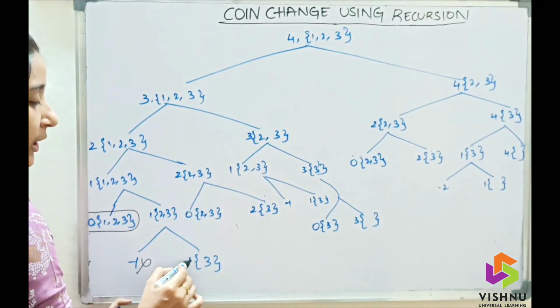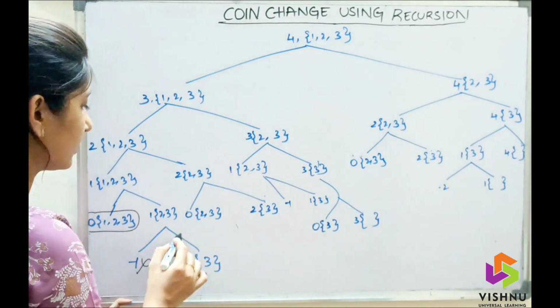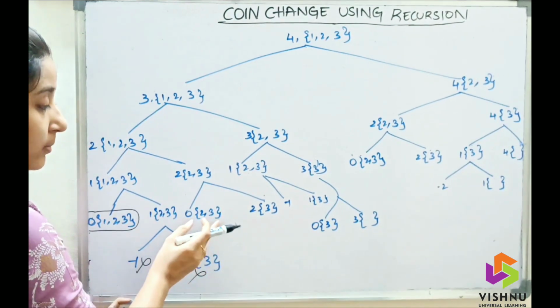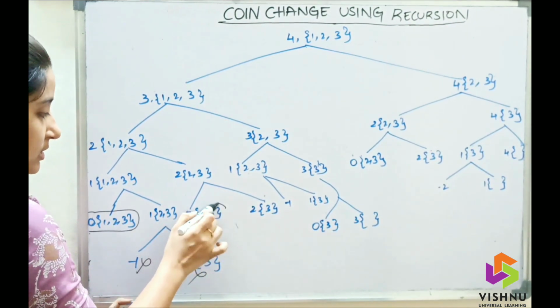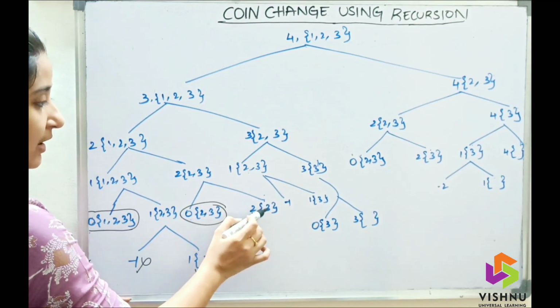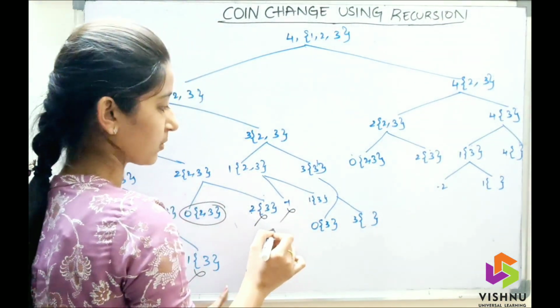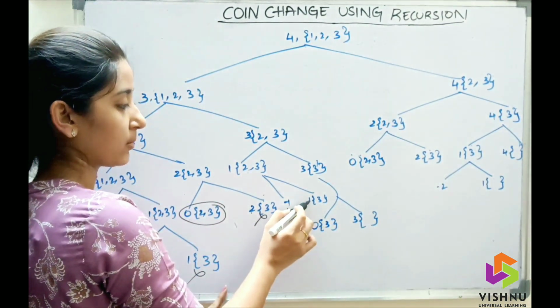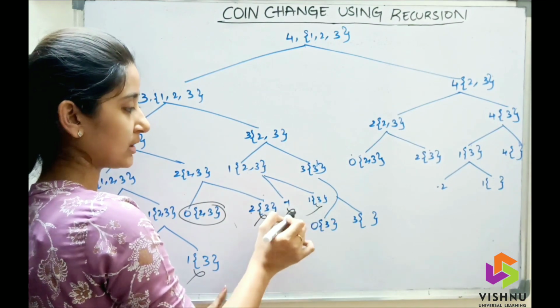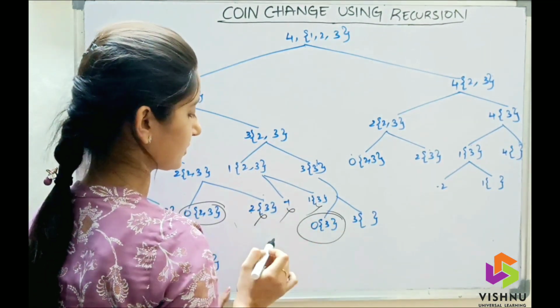Here we cannot make sum 1 using a 3 valued coin. So this case is also not possible. Here the sum is 0. We cannot make sum beyond this. So this is one of the possible case. And we cannot make sum 2 using the 3 valued coin. So this case is not possible. And minus 1, this case is also not possible. And here we cannot make sum 1 using a 3 valued coin. This case is also not possible. And 0. This is one of the possible case.